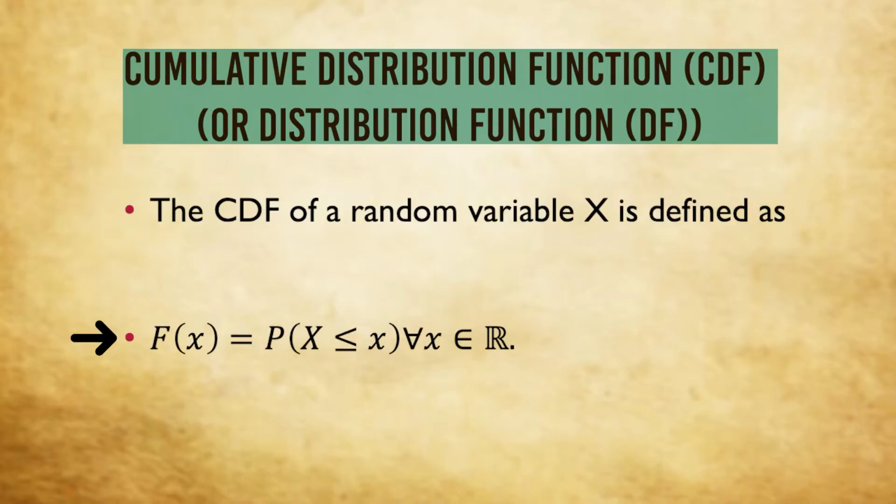So let us come back to the cumulative distribution function. What does it physically mean? It is basically the area to the left of a value. Probability capital X less than or equal to small x is basically the area to the left of the value small x.